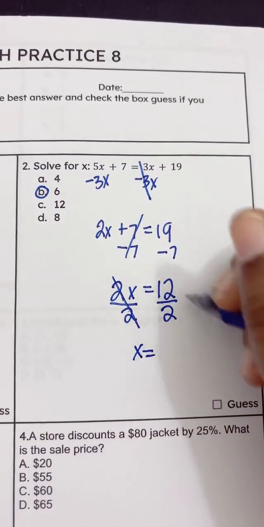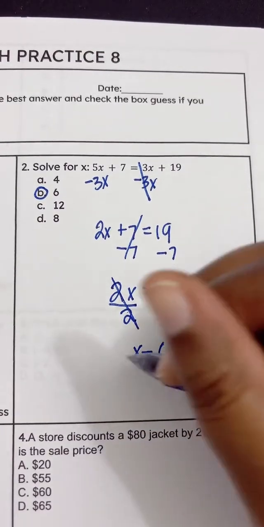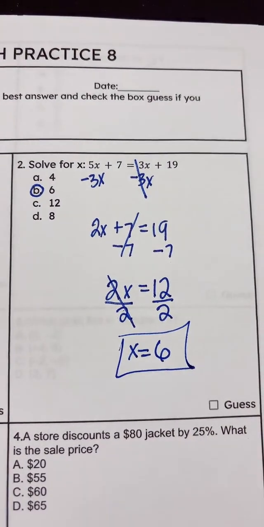12 divided by 2 is 6. And that is our beautiful answer.